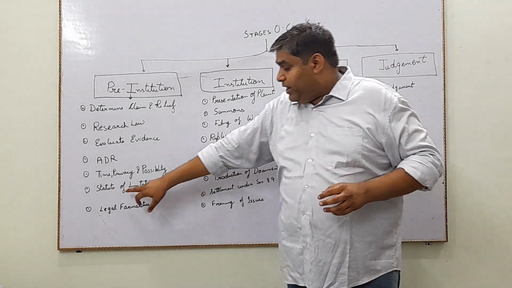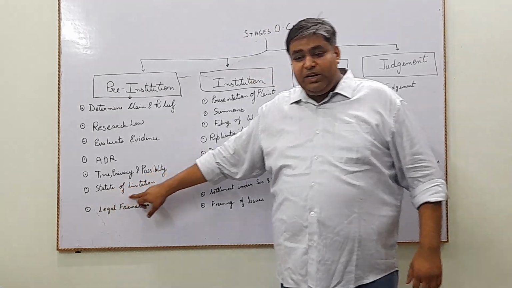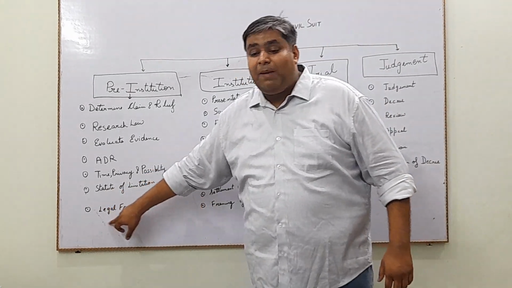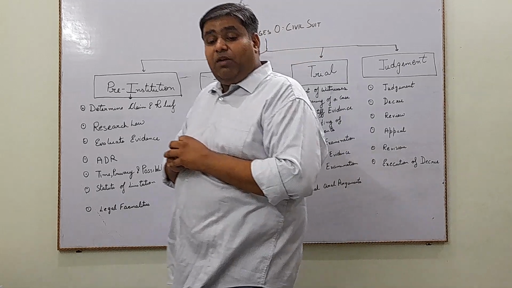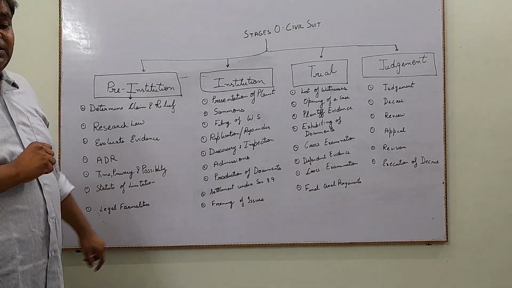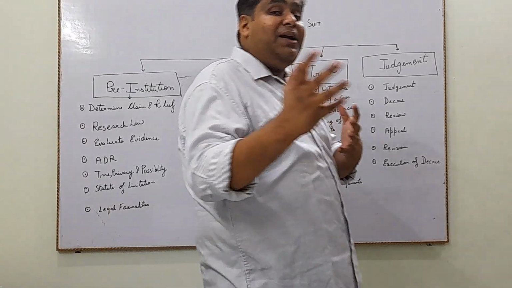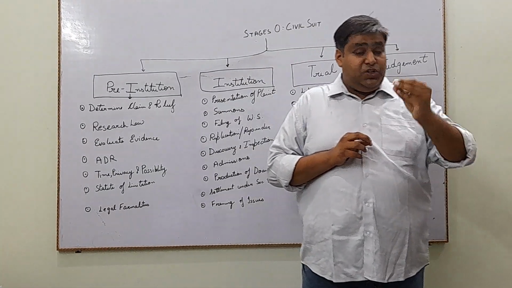He will take into consideration the statute of limitation, whether this suit is within the period of limitation or not, and then what are the legal formalities to be complied with. Once the suit is within the period of limitation, I will go for the legal formalities. Legal formalities are who will be the parties to the suit, in which jurisdiction the suit will be instituted.